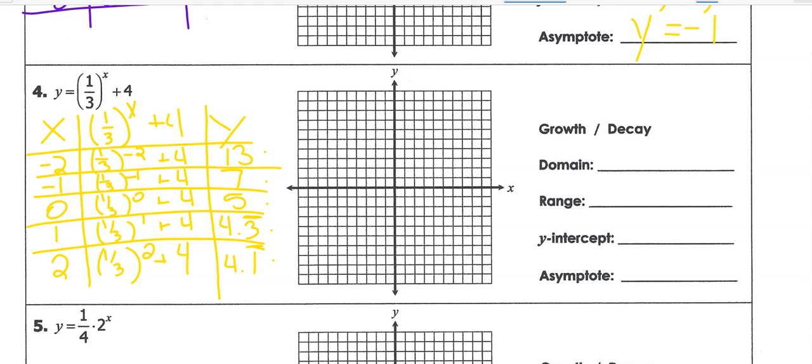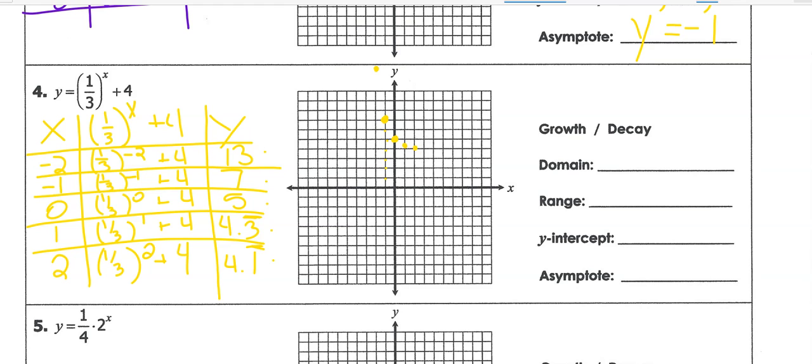-2, 13. That would be like right here if the grid was big enough. -1, 7 is back 1, up 7. 0, 5, right here. 1, 4.3, go over 1, up 4 and a third of a square, so right here. And 2, 4.1, so you're just about there.